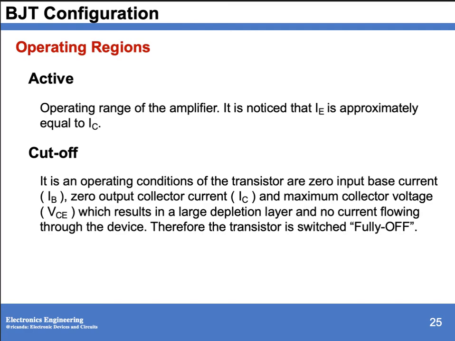For cutoff, it is an operating condition of the transistor where zero input base current IB equals 0, zero output collector current IC equals 0, and maximum collector voltage, that is your VCE, which results in a large depletion layer and no current flowing through the device. Therefore, the transistor is switched fully off.